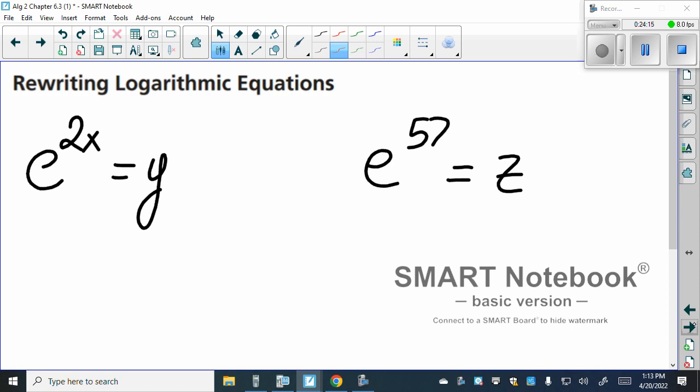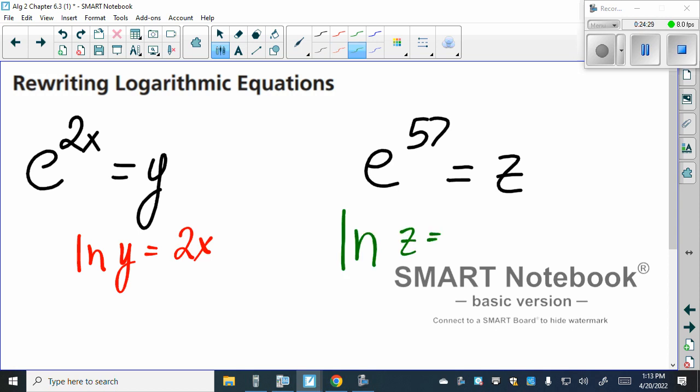e to the 2x equals y, so ln of y equals 2x. e to the z equals 57, so ln of 57 equals z. I thought we didn't have to write e in there. Oh, that's my bad. We don't have to write the e in, but we'll still have to write the z. Any other questions on these here?